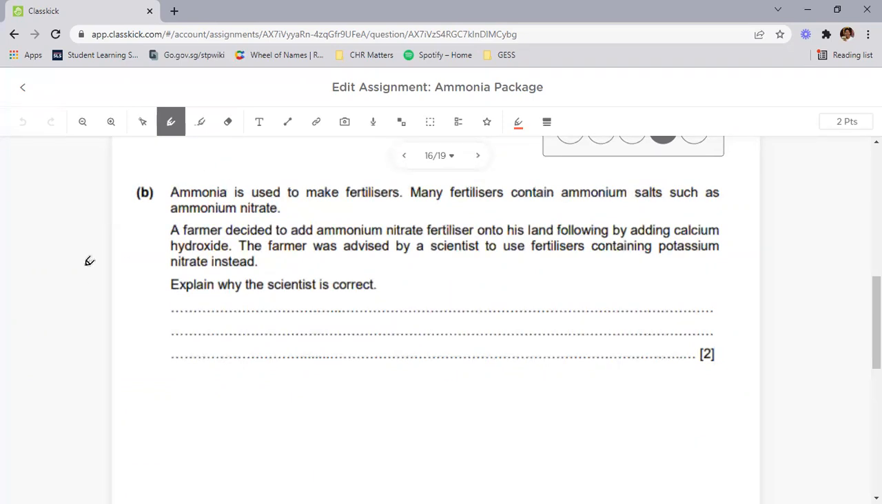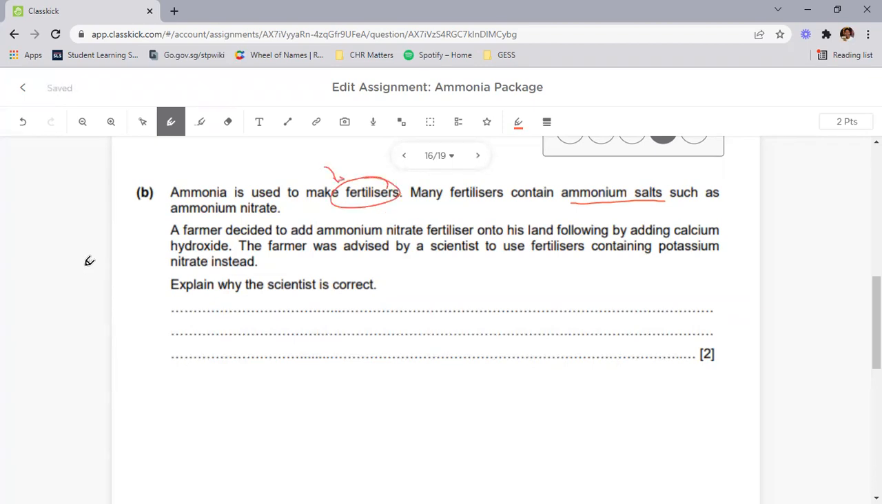Ammonia is used to make fertilizers. Many fertilizers contain ammonium salts, such as ammonium nitrate. A farmer decides to add ammonium nitrate fertilizer onto his land, followed by calcium hydroxide. The farmer was advised by scientists to use fertilizers containing potassium nitrate instead. Explain why the scientists are correct.